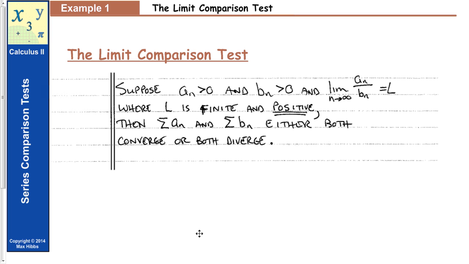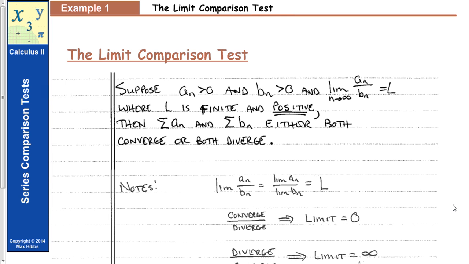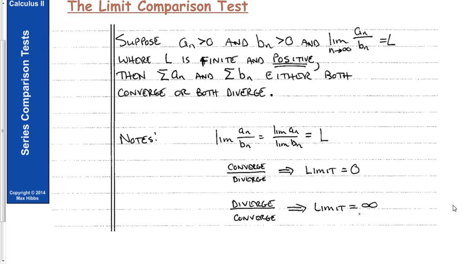Then the series of a sub n's and the series of b sub n's either both converge or both diverge. We can't have one of each. Now, that's pretty significant, okay? And this is actually a little easier test to use than the one we just looked at. But let me try to convince you of why this is the case.